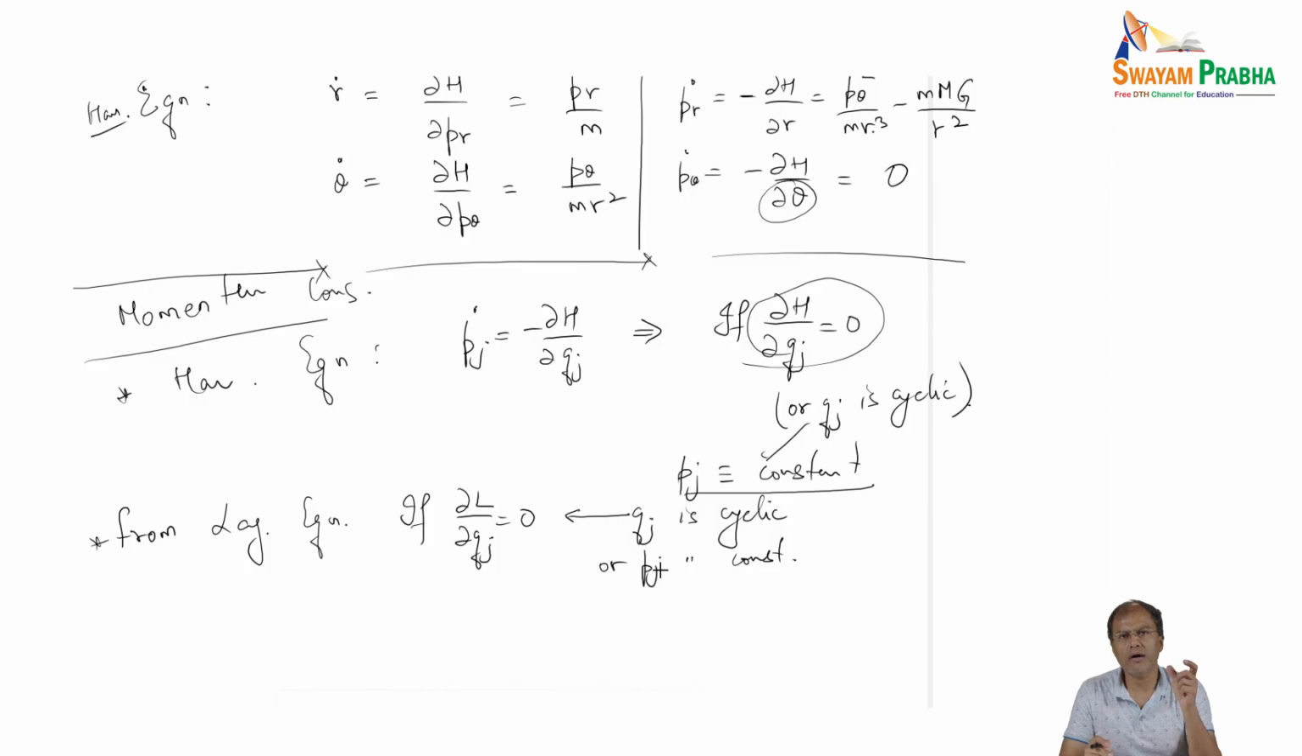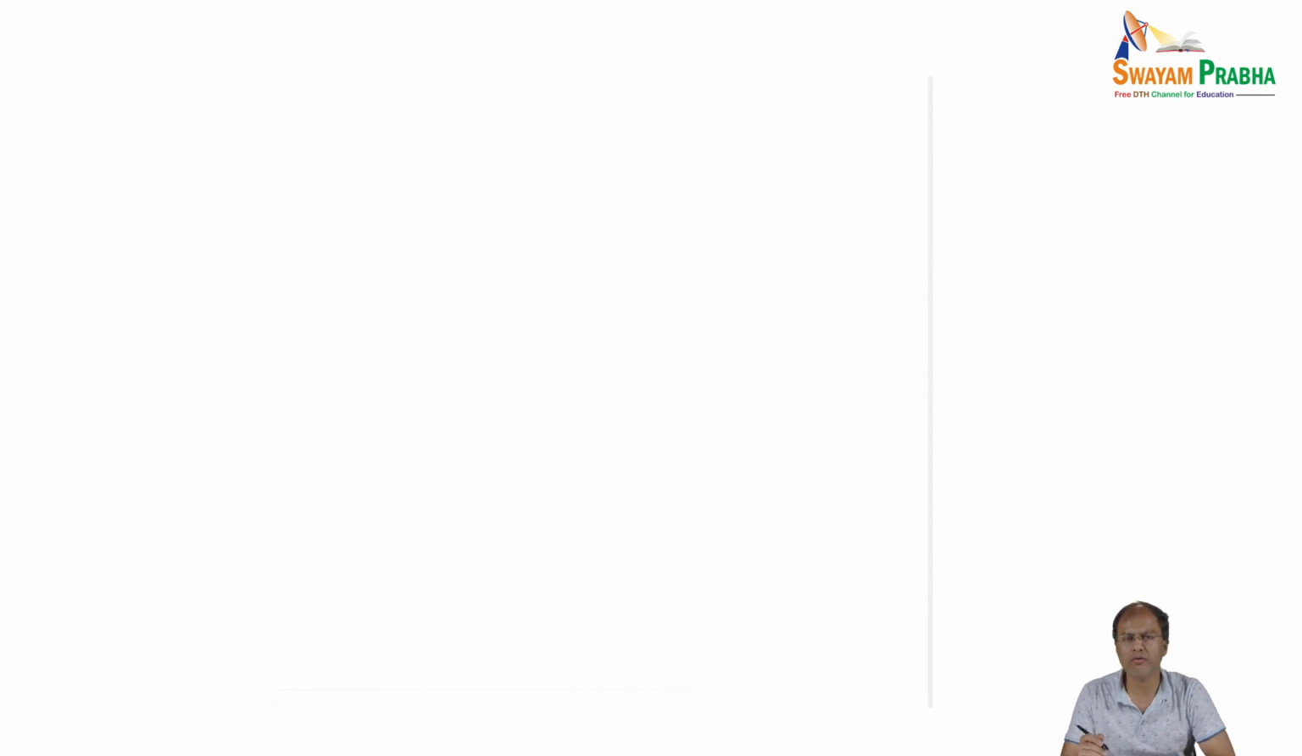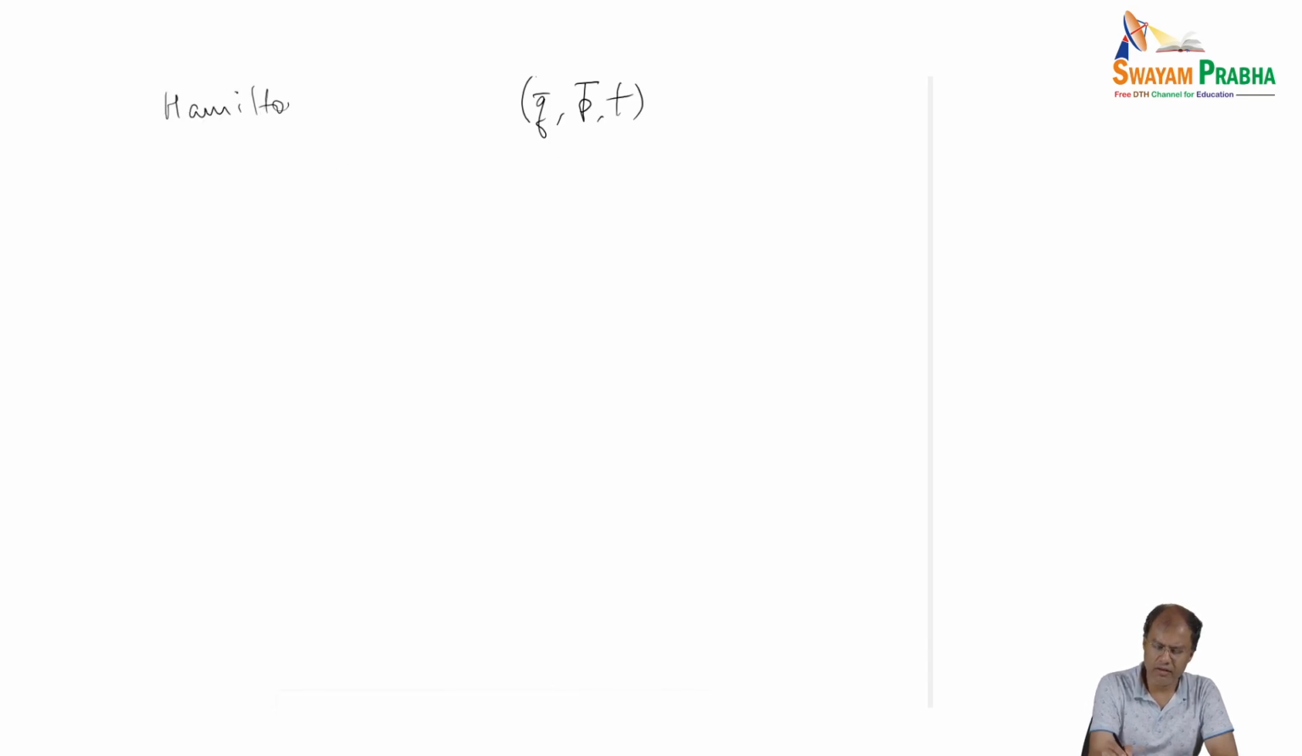Now I want to state that when we were talking in terms of the Lagrangian, we only had the generalized coordinates q and their velocities q dot as the independent variables, and of course time. Now we have a set of variables such as the generalized coordinates q and the generalized momenta p. We call this new set of variables q, p, and t the Hamiltonian space.